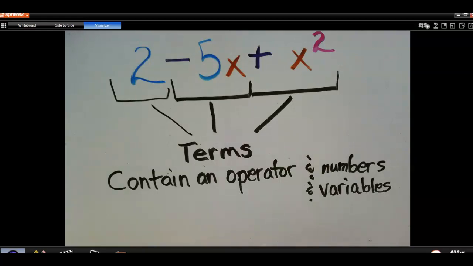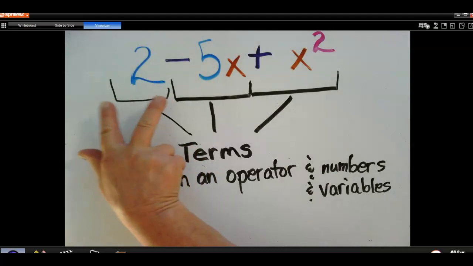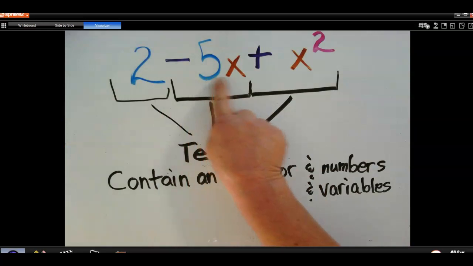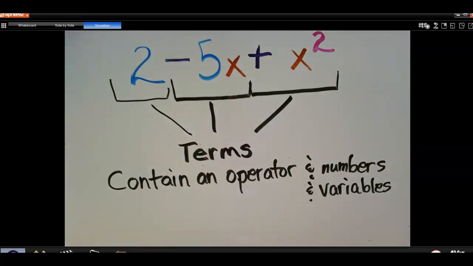So in this slide, you see the first basic piece of vocabulary that we need to know about expressions is that expressions are made up of terms. All three of these terms can be a number. Terms can be a number multiplied by a variable, or a term can just have variables in it.